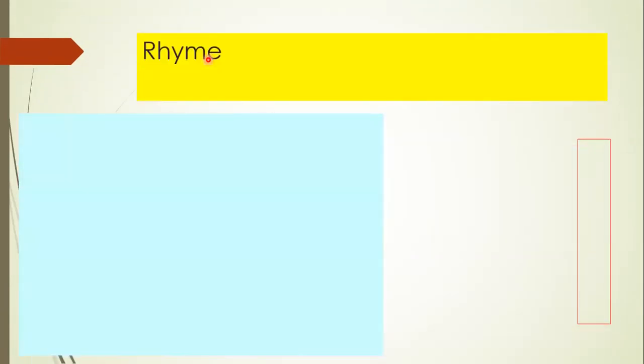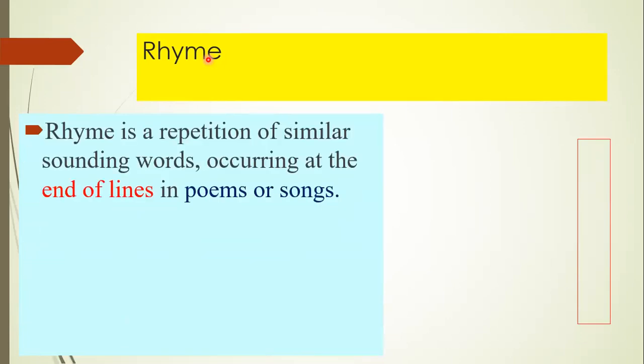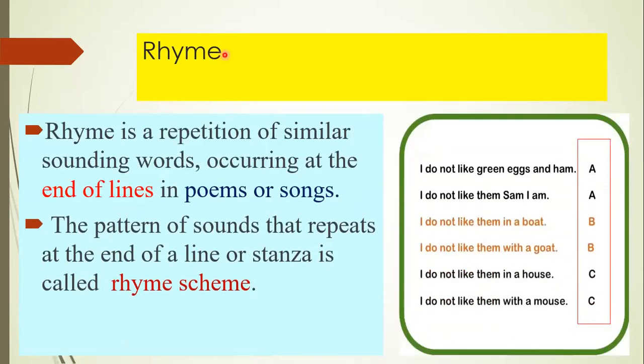So we have some important terms that are related to poetry, which we cannot understand poetry unless we study them. And the first one is the rhyme. The rhyme, القافية. Rhyme is the repetition of similar sounding words occurring at the end of lines in poems or songs. هو تكرار للصوت الأخير في البيت الشعري.